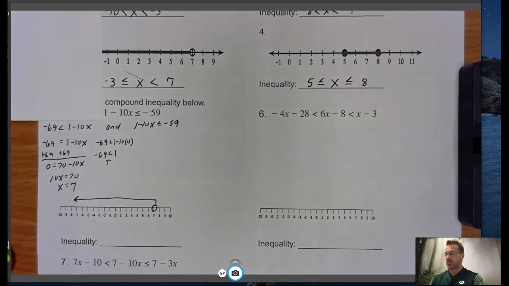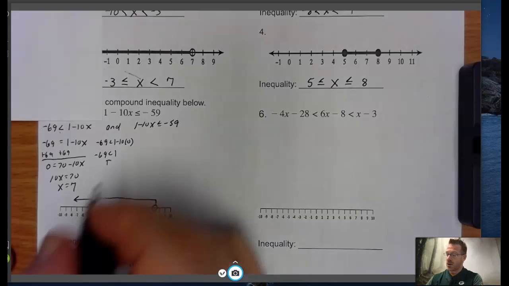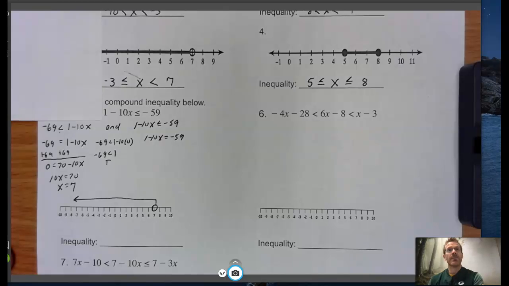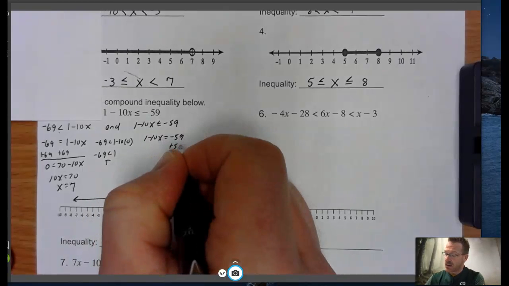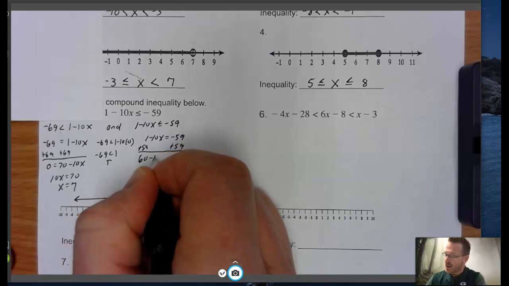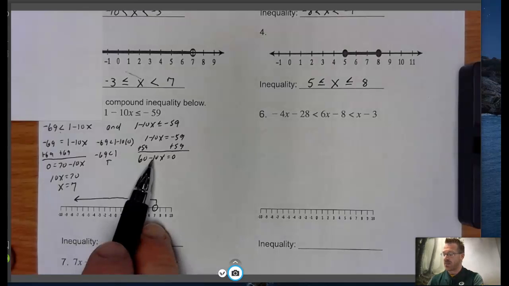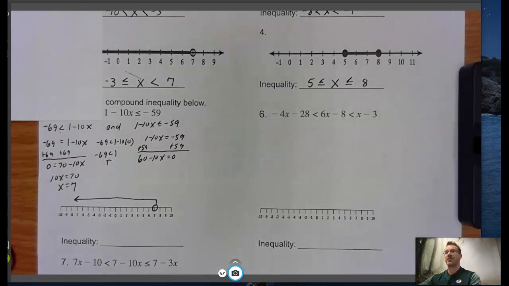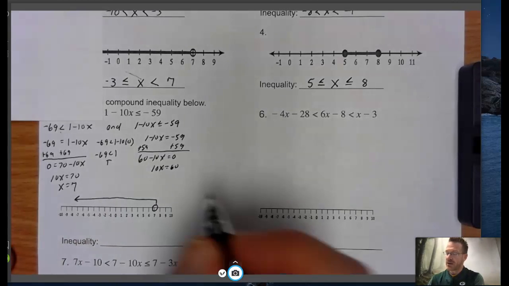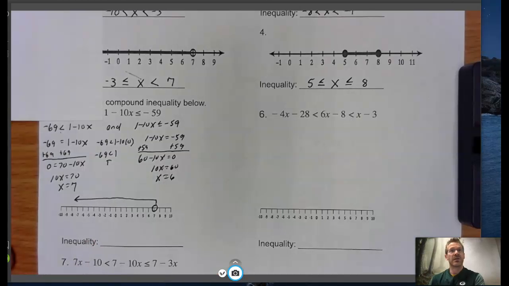Okay, now we're going to work problem number 2. So 1 minus 10x equals -59. Add 59 to both sides to get it equal to 0. So 60 minus 10x is equal to 0. Once again, 60 minus what is 0? 60 minus 60 is 0. So that means 10x has to equal 60. 10 times what is 60? That would be 6. So there's our second anchor.